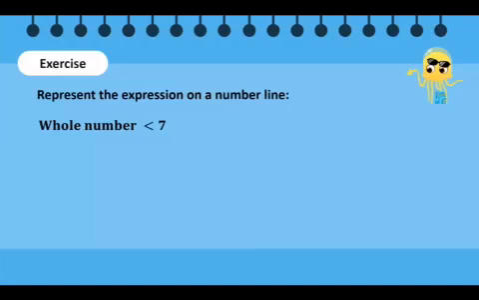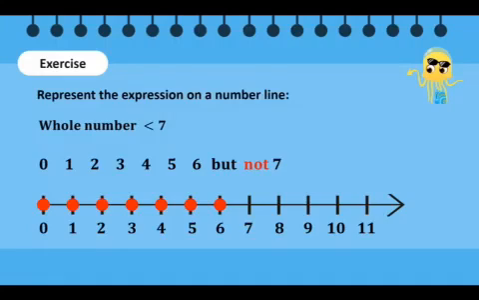Now guys, represent the expression on a number line. Whole numbers that are less than 7. Also remember, the greater number is always on the inside. So this is saying whole numbers less than 7. Think about it for a little bit. Think of all the numbers less than 7, not including 7. If your answer is 0, 1, 2, 3, 4, 5, 6, not including 7, then you are correct.